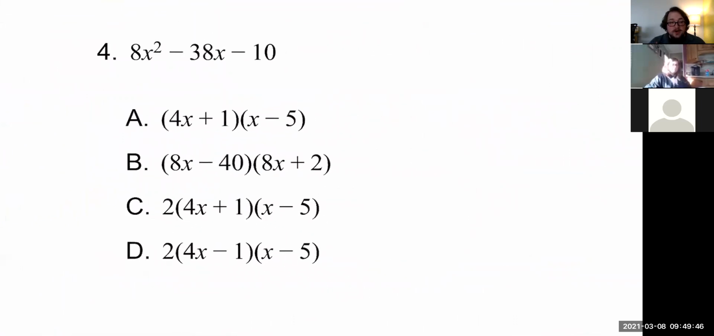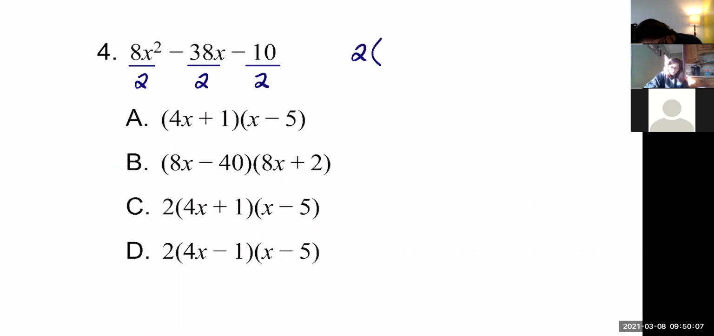Next one here, again, don't get distracted by the multiple choice. It could influence your decisions. Go with your instincts. What do we check for first? You can take 2 out. We can take a 2 out as a greatest common factor. Sounds good to me. So let's do that first. It's dividing a 2 out of each.